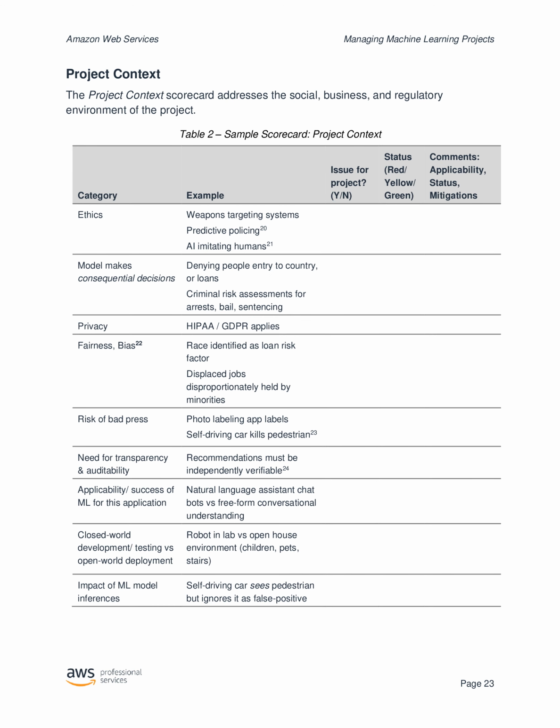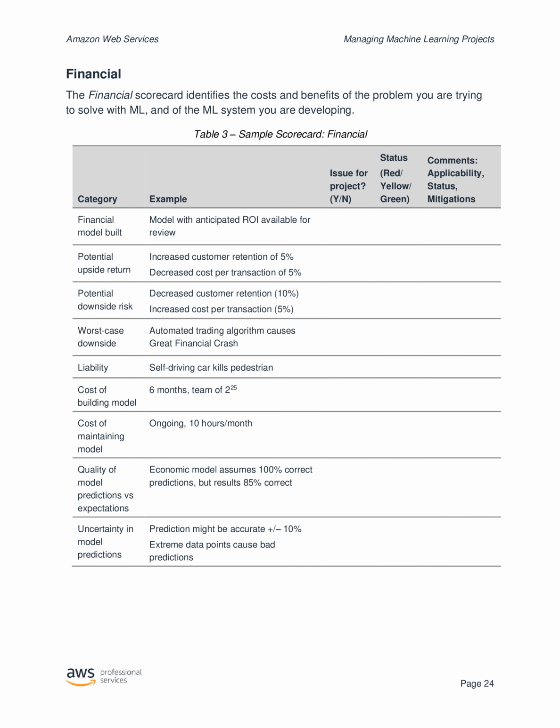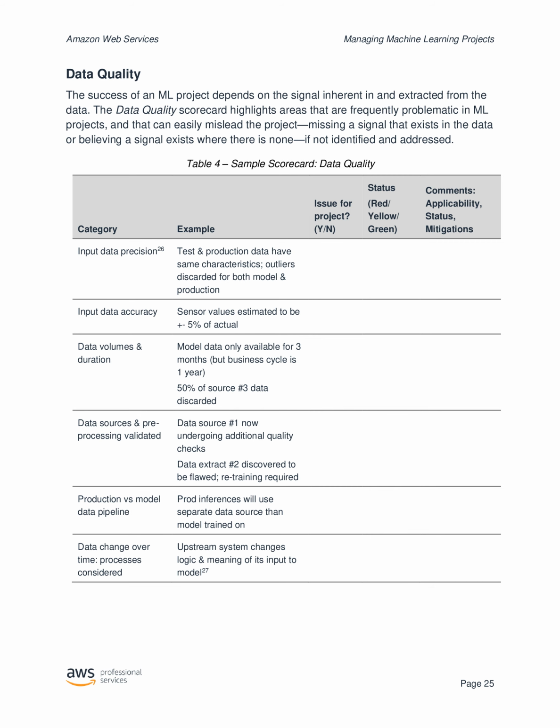Project Context. The Project Context Scorecard addresses the social, business, and regulatory environment of the project. Financial. The Financial Scorecard identifies the costs and benefits of the problem you are trying to solve with ML, and of the ML system you are developing. Data Quality. The success of an ML project depends on the signal inherent in and extracted from the data. The Data Quality Scorecard highlights areas that are frequently problematic in ML projects, and that can easily mislead the project, missing a signal that exists in the data or believing a signal exists where there is none, if not identified and addressed.